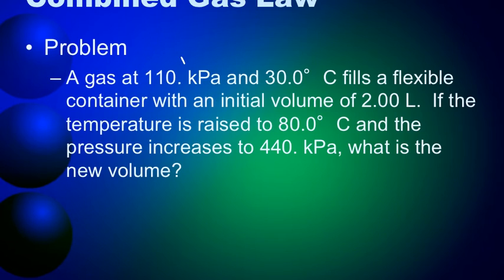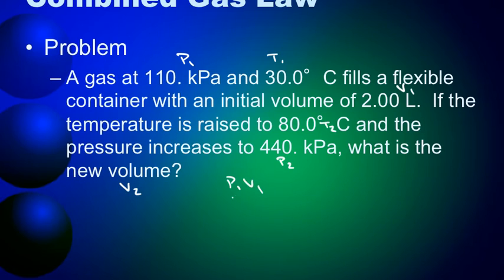110 kilopascals, that sounds like initial pressure. 30 degrees Celsius sounds like T1. With an initial volume of 2 liters, that sounds like V1. Temperature is raised to 80 degrees Celsius, it sounds like T2. And the pressure increases to 440 kilopascals, it sounds like P2. What is the new volume? So you can see here I've got 5 of the 6 pieces of the combined gas law just by labeling things. So let's go ahead and write that out.